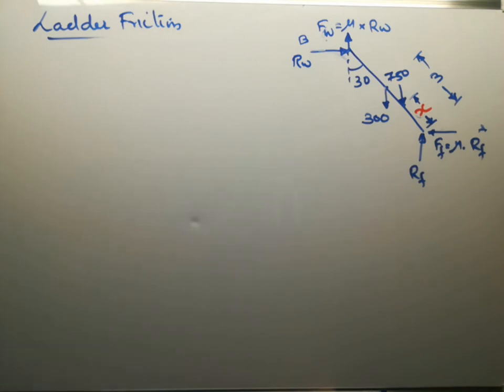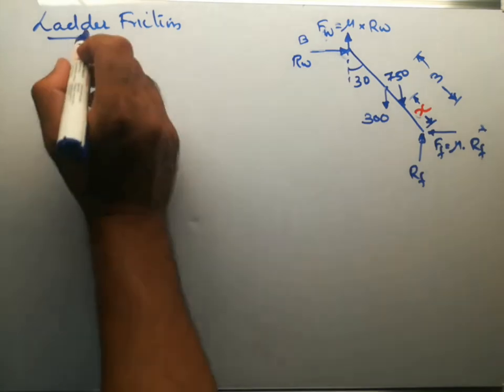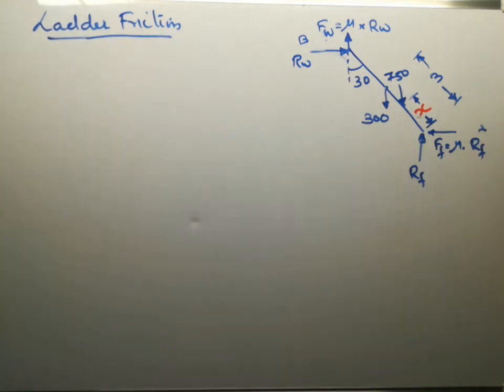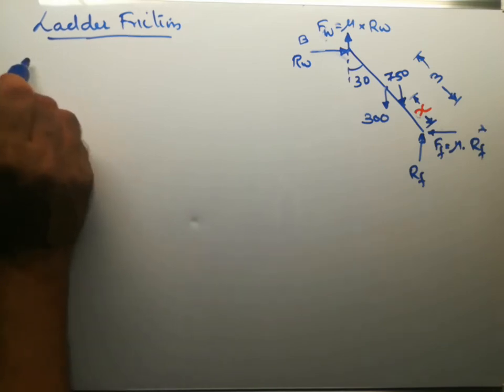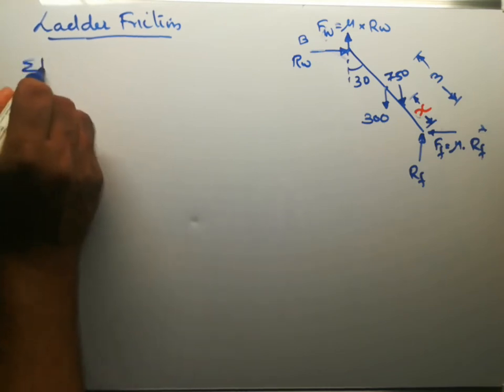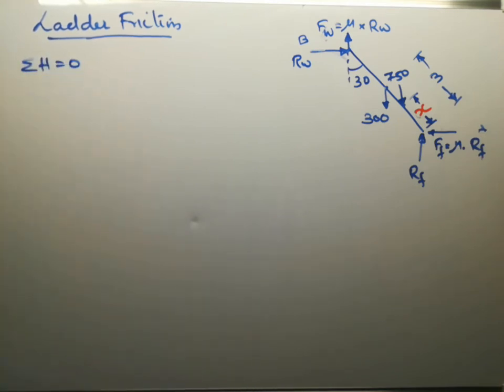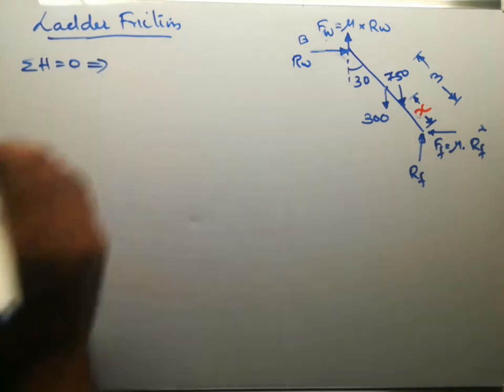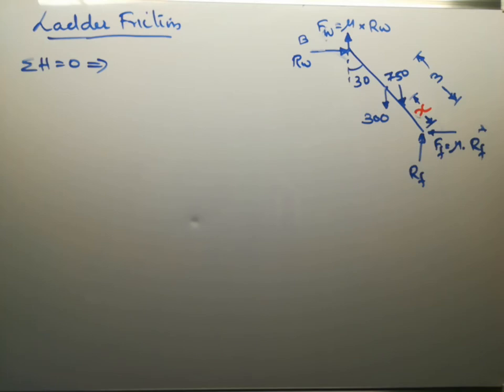Now we need to find the distance x. How to find out distance x? For this, we will consider the limiting equilibrium of the ladder and apply the equilibrium conditions. So first of all, we will apply the condition sigma H equal to 0. That means the net horizontal force equal to 0, since the ladder is in equilibrium. It is not moving in the horizontal direction.